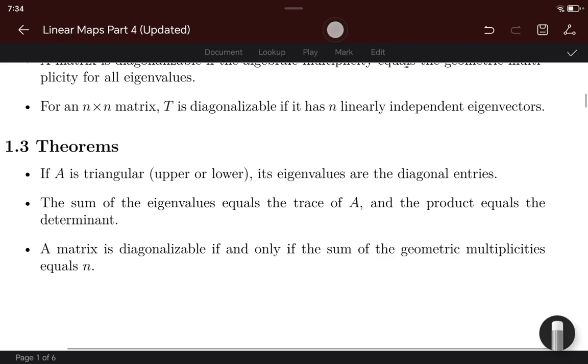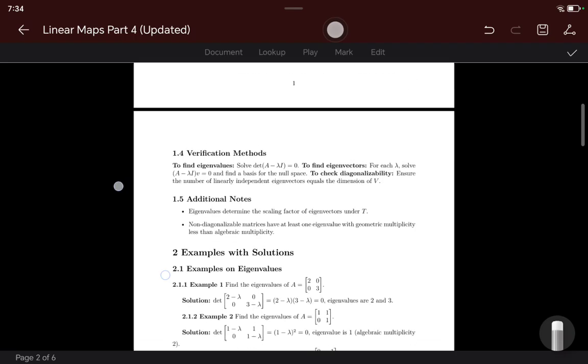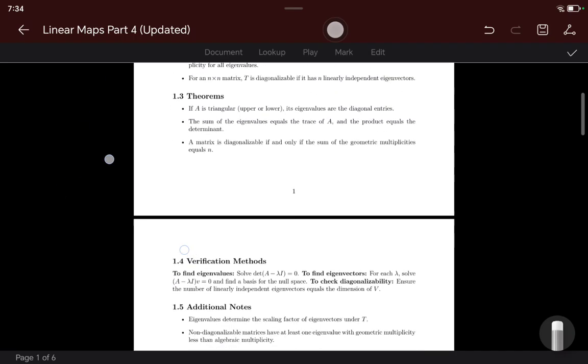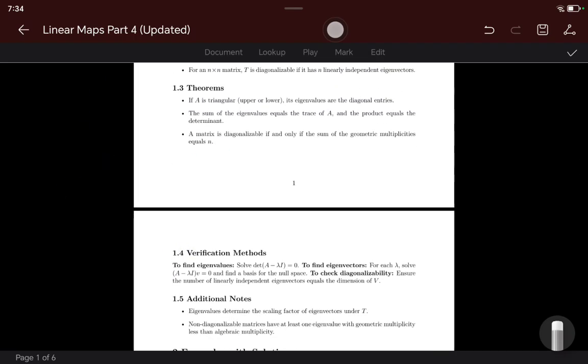So when we add our eigenvalues, we should get the trace of A. Now they say that the matrix is diagonalizable if and only if the sum of geometric multiplicities equals n. We'll come to that. Remember, this is an n by n matrix.